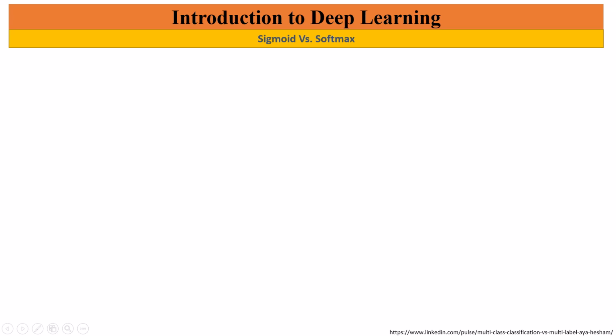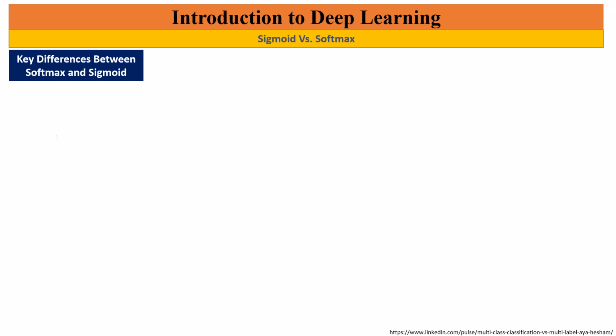Hello and welcome. In this video, we'll explore key differences between two of the most widely used activation functions in neural networks, Sigmoid and Softmax. Both play a key role in classification tasks, but they serve different purposes depending on the problem at hand. Whether you're working on binary classification, multi-class classification, or multi-label tasks, understanding when and why to use each of these functions is crucial. So, let's break down their differences.